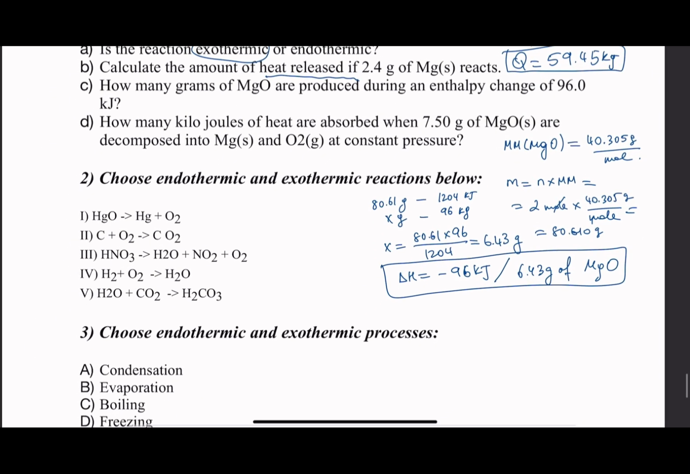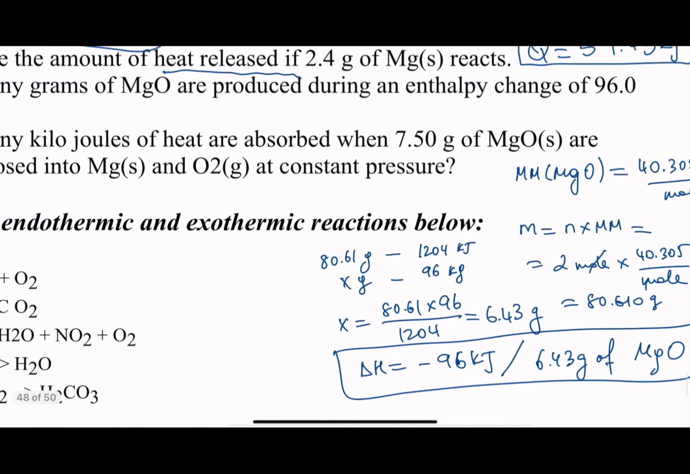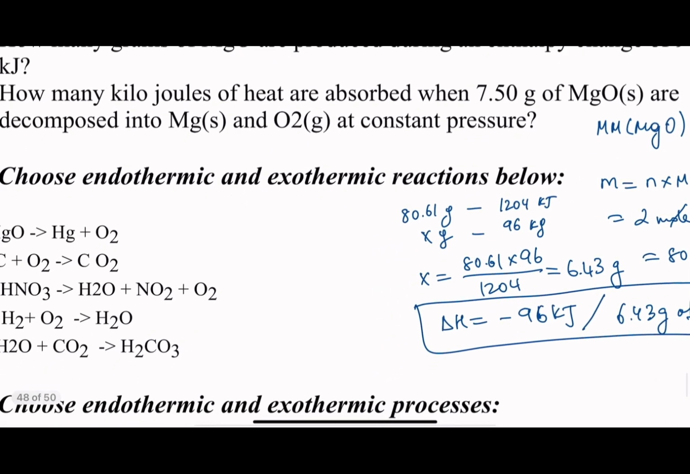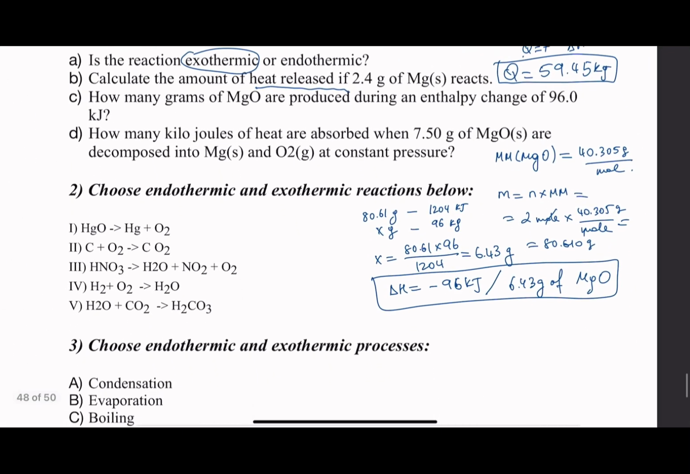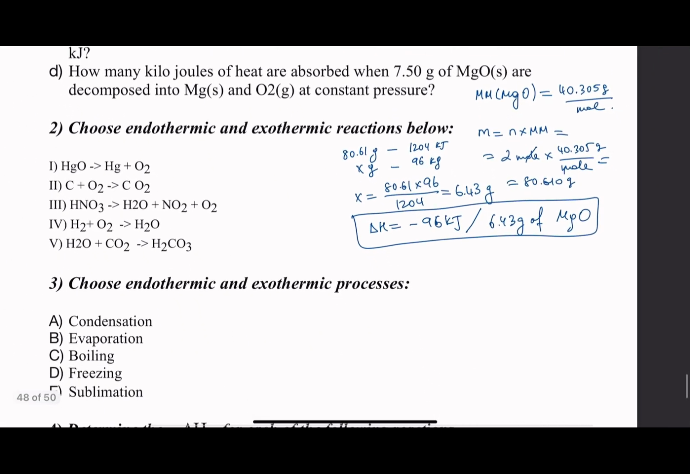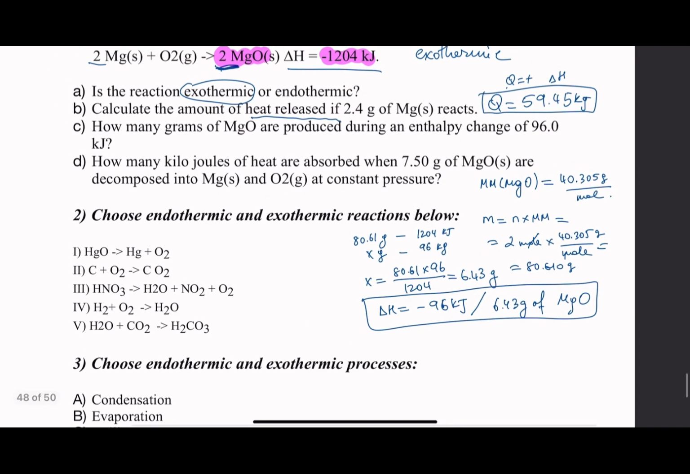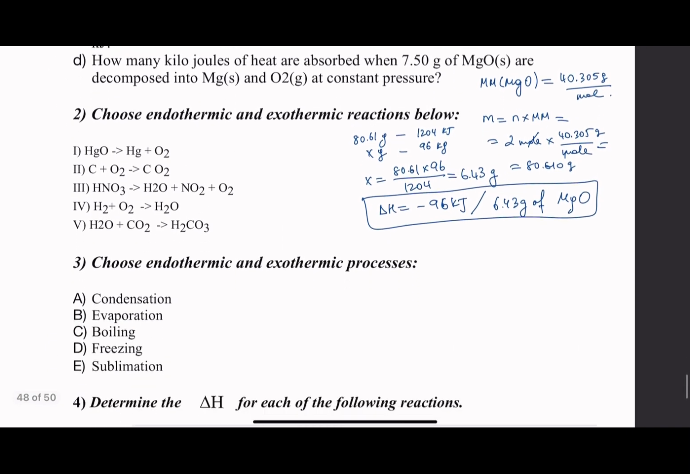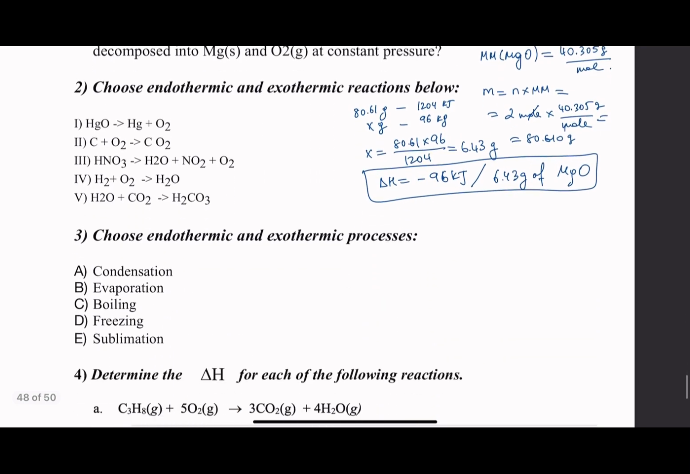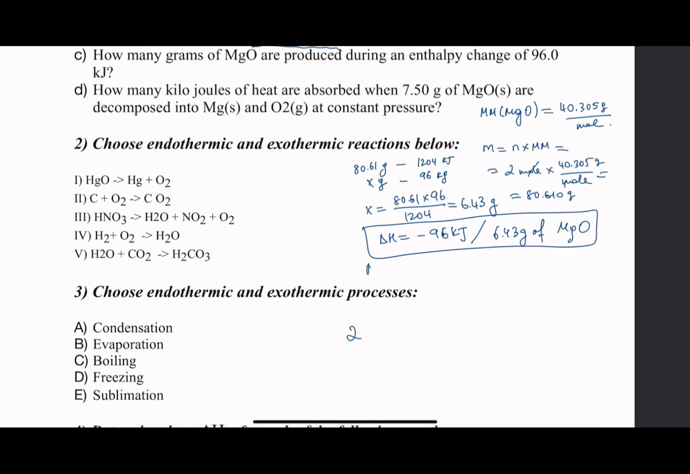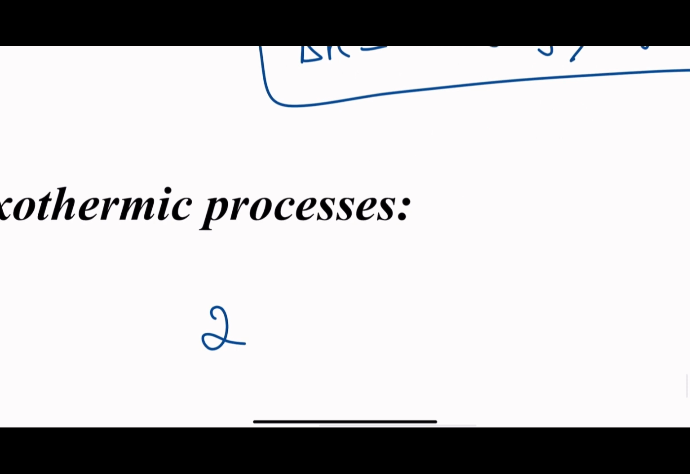That's going to be 6.43 grams of magnesium oxide, and that is the answer for that. Okay, so how many kilojoules of heat are absorbed when 7.5 gram of magnesium oxide are decomposed? Okay, now we gotta do it backwards. So let's write this reaction the other way around. It's going to be 2 magnesium oxide giving us magnesium and O2.